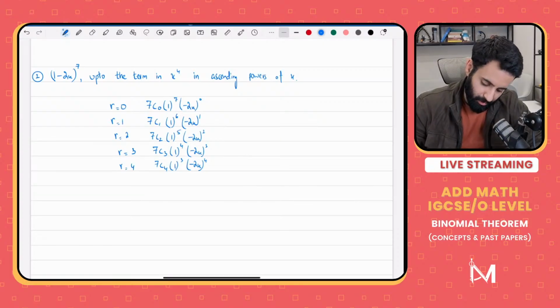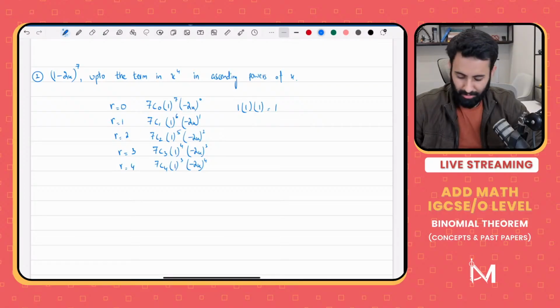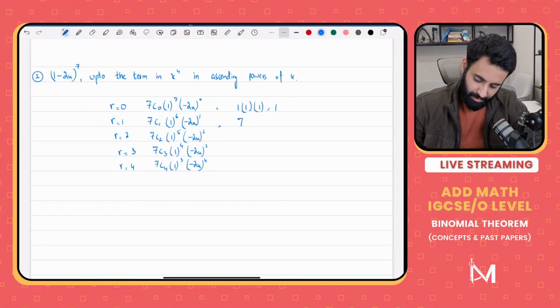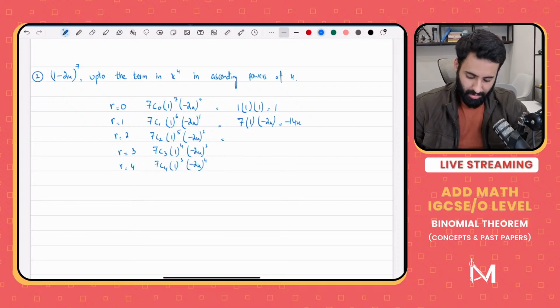So we get 1 into 1 into 1, that's our first term. So remember a rule that if a is 1, then the first term will always be equal to 1. Then 7c1 is 7, 1 power 6 is 6, and then minus 2x, so that's equal to minus 14x. Then I'm just going to write down the answer. So it's going to be 84x square, then minus 280x cube, then finally 560 x power 4.